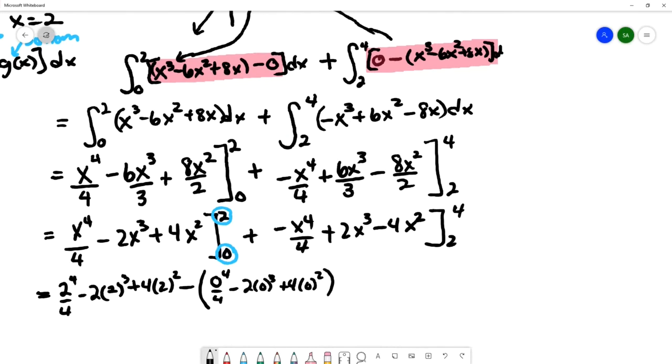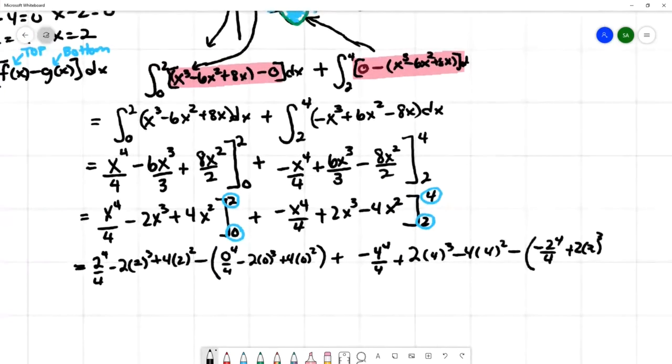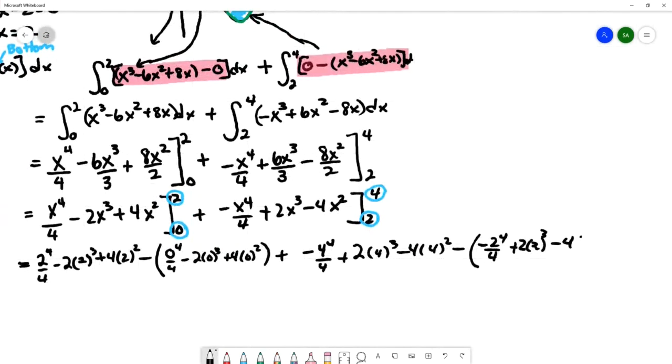We'll do the same thing for the second integral. We're going to evaluate at the upper bound and evaluate at the lower bound and subtract those values. I have negative 4 to the 4th over 4 plus 2 times 4 cubed minus 4 times 4 squared, minus, I need parentheses because I want to subtract the whole lower bound. That's negative 2 to the 4th over 4 plus 2 times 2 cubed, and then finally minus 4 times 2 squared.